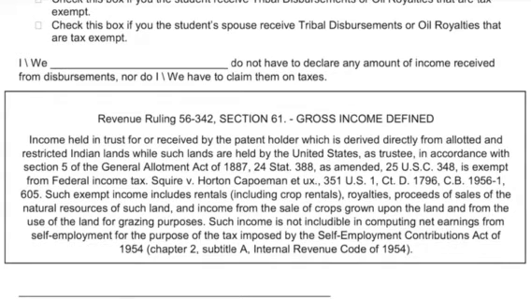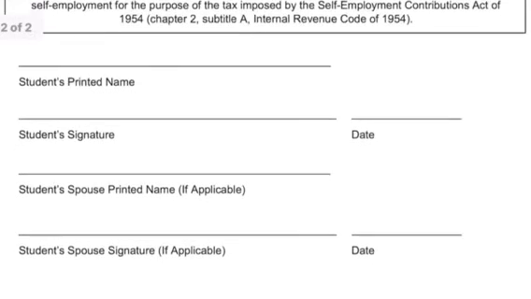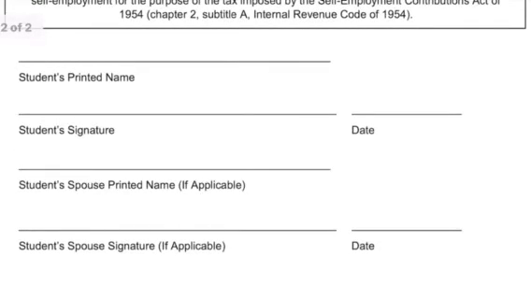Read the revenue ruling 56-342, Section 61, gross income defined. Print your name, sign, and date the bottom of the second page. If the form is being completed by the student's spouse, we need both of the students and their spouse signatures and printed names and dated. This completes the non-tax filer statement for independent student portion of the form.